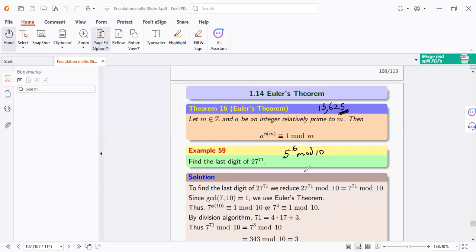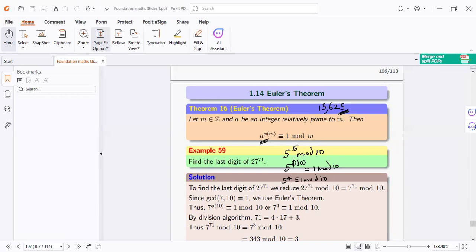I want to use Euler's theorem. Euler's theorem says 5 raised to phi of 10 is supposed to be 1 mod 10. We've already seen that phi of 10 is 4. That means 5 raised to 4 is 1 mod 10. But what I want is not 5 raised to 4. I want 5 raised to 6.